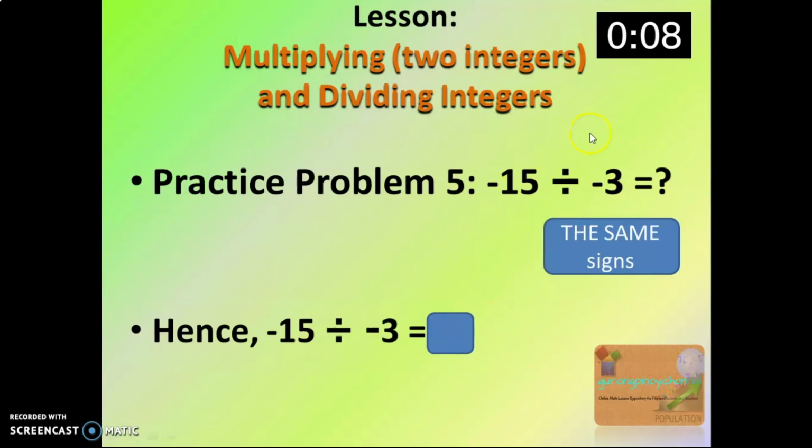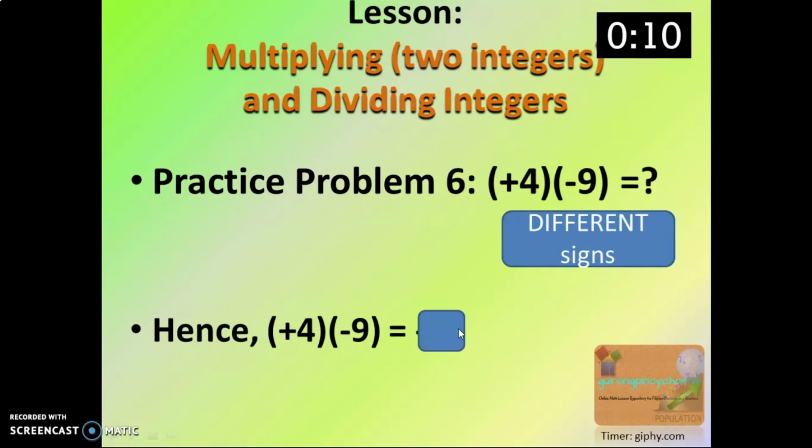Practice problem 5. Here we have the same signs. Negative 15 divided by negative 3. You're right. The answer is positive 5. Okay, and the last example. Practice problem 6. 4 times negative 9. We have different signs. The answer is, you're correct. It's negative 36.